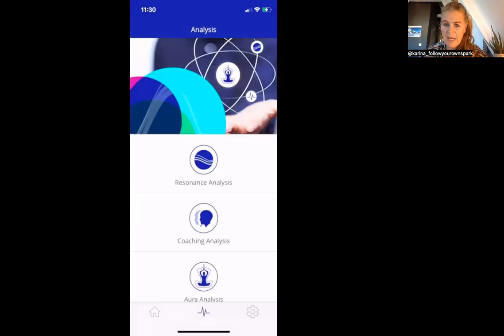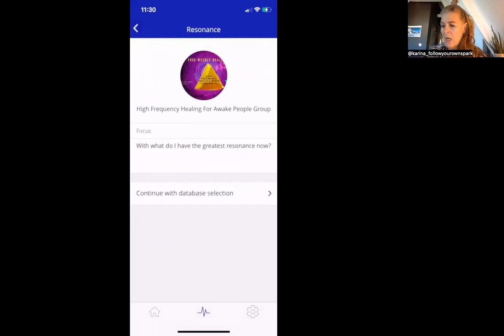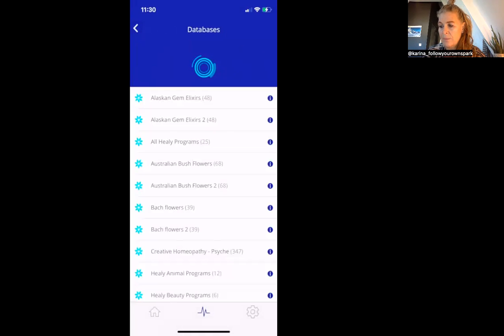So I have different kinds of analysis. The coaching analysis will come later. I can do an aura and a chakra scan, which I've done many times in this group. And I can do a resonance analysis, which I use for many of the other healings I often do. And we'll continue with database selection. And the focus is on what do I have the greatest resonance with right now.